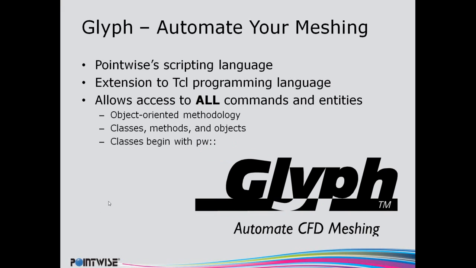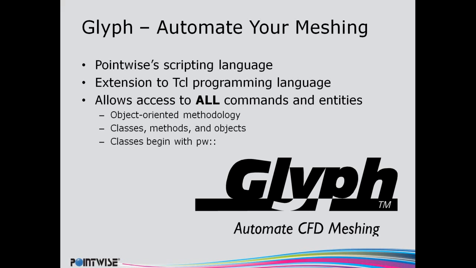So Glyph is the name of our scripting language. Glyph is based off of the publicly available Tcl programming language. We didn't invent a new language. We're just building off an existing, well-documented, robust language. But maybe more importantly for you, Glyph, the scripting language, was designed into Pointwise. So Pointwise was designed with scripting in mind from the beginning.